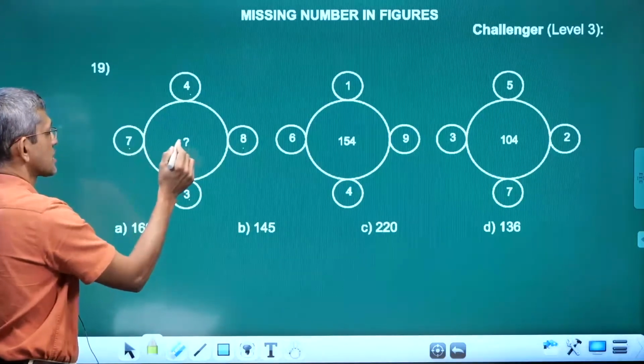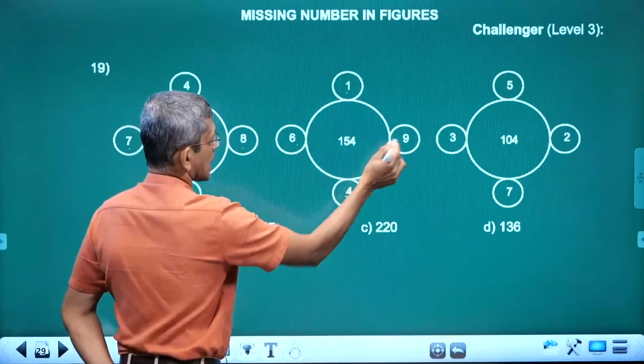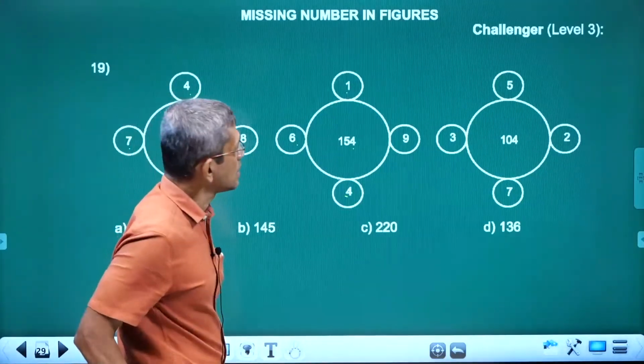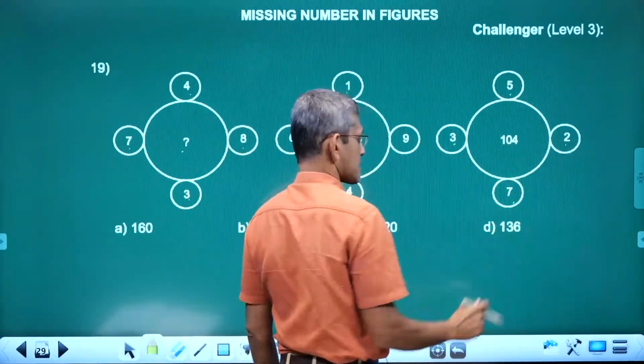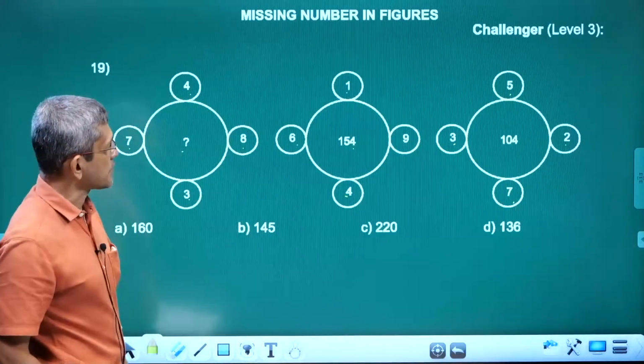And we have a question mark in the middle. In this case, we have 1, 6, 4, 9. So we have 154. Why is it 154? And the next one is 3, 5, 2, and 7, giving 104. So where do those numbers come from?